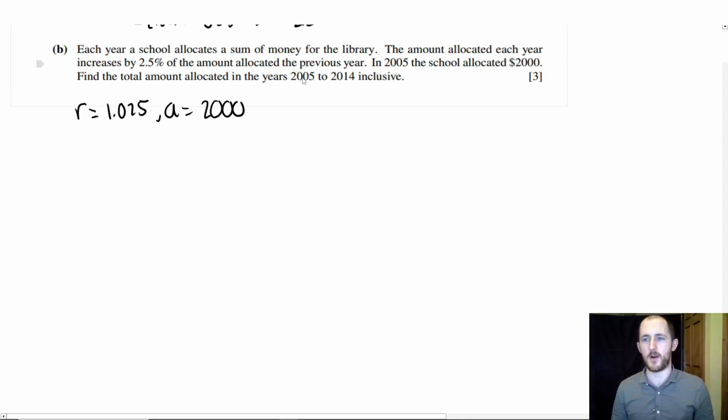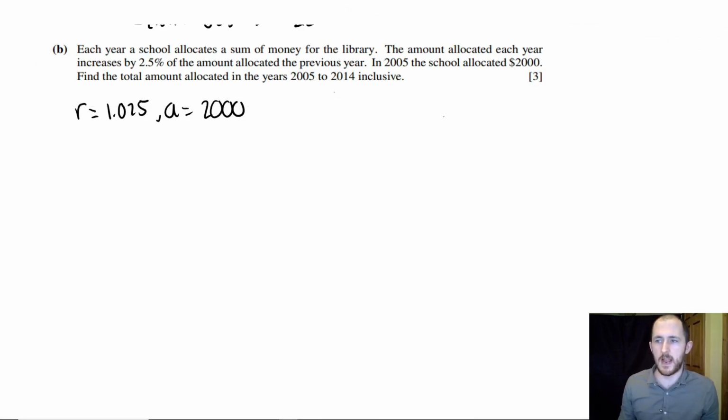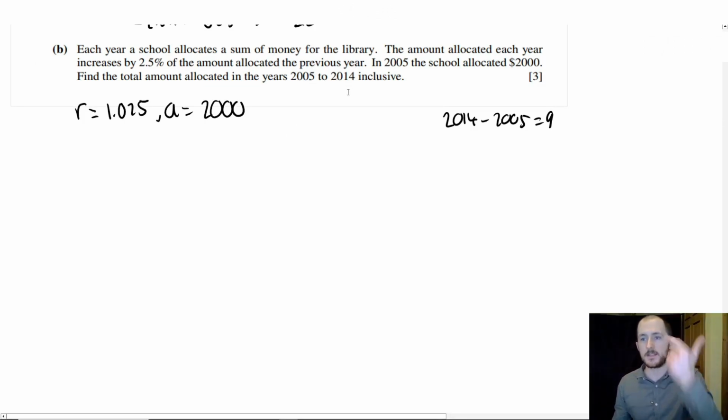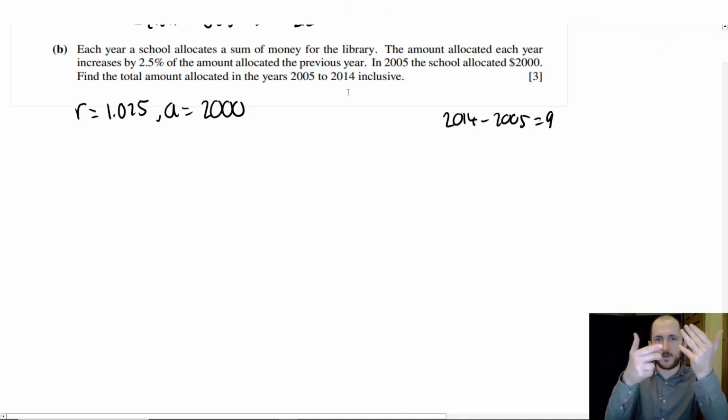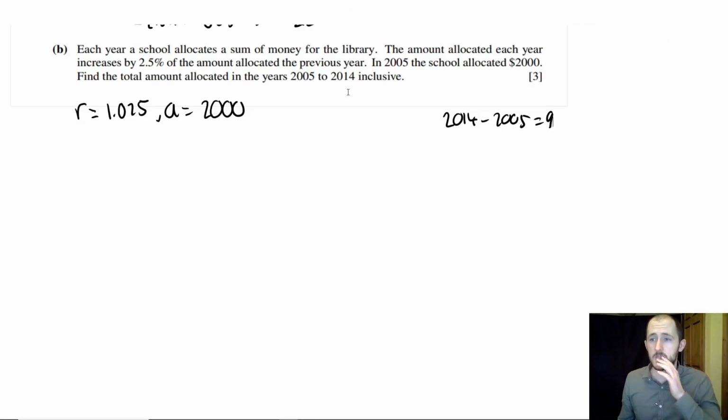This is actually a part where a lot of A-level students make a mistake, which is kind of funny, but also makes complete sense. Finding the difference between years, and especially if they don't say inclusive. If they don't say inclusive, then it's not too bad. So if this wasn't inclusive, the way to work out how many years that is, you do 2014 minus 2005, right? And that's 9 years. But when it's inclusive, you're including 2005 and 2014. So 2005, 6, 7, 8, 9, 10, 11, 12, 13, 14, it's 10 years.